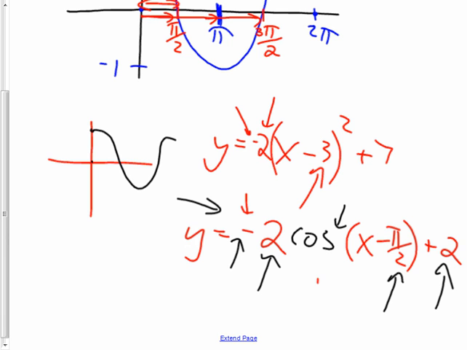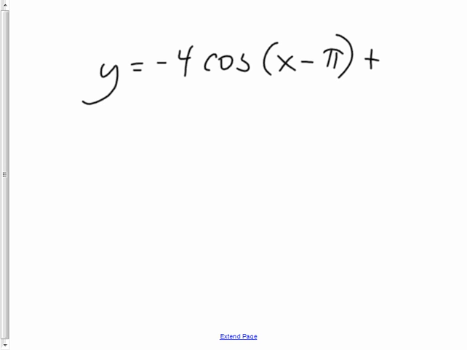Okay. So just to see if you understand what I've told you so far, I'd like you to write this one. Negative 4 cosine of x minus pi plus 8. I'd like you to just draw an arrow and tell me what you'd have to do to the cosine wave for all those things. Do it now. There's 4 things you'd have to do to your cosine wave.